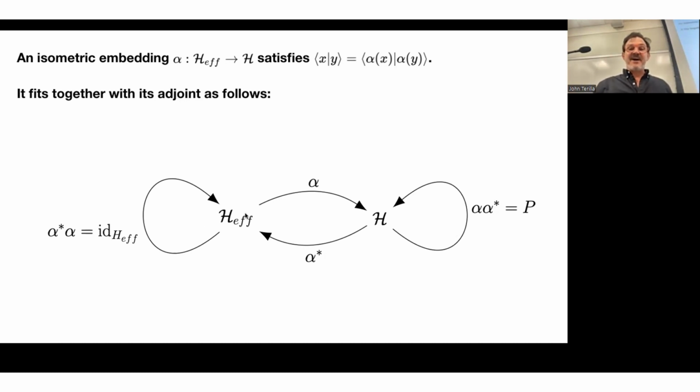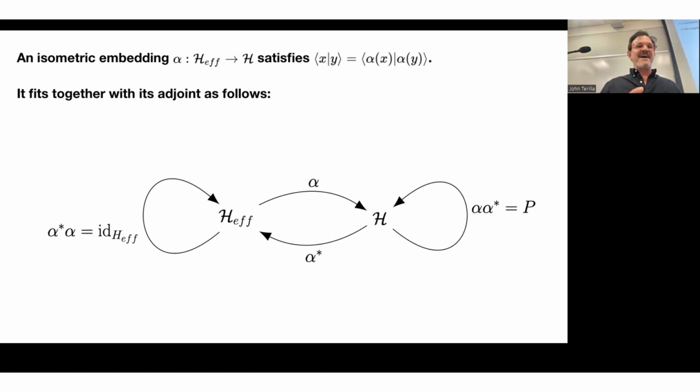But you have the map alpha going from the effective Hilbert space into H, and its adjoint going in the other direction. If you start in the effective Hilbert space and you apply alpha and then the adjoint alpha star, that's just the identity on the effective Hilbert space. But if you start in the large Hilbert space and you map alpha down to the effective one, and then you map back into H, this is just an orthogonal projection from H onto the image of the effective Hilbert space.